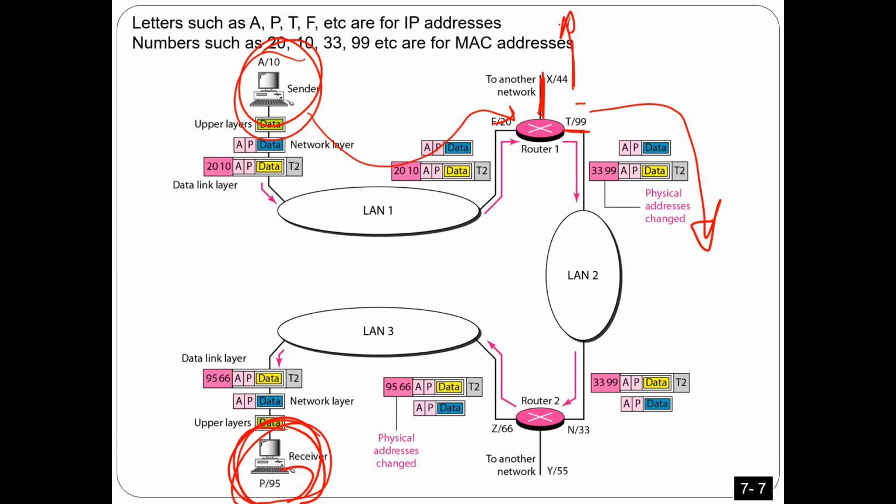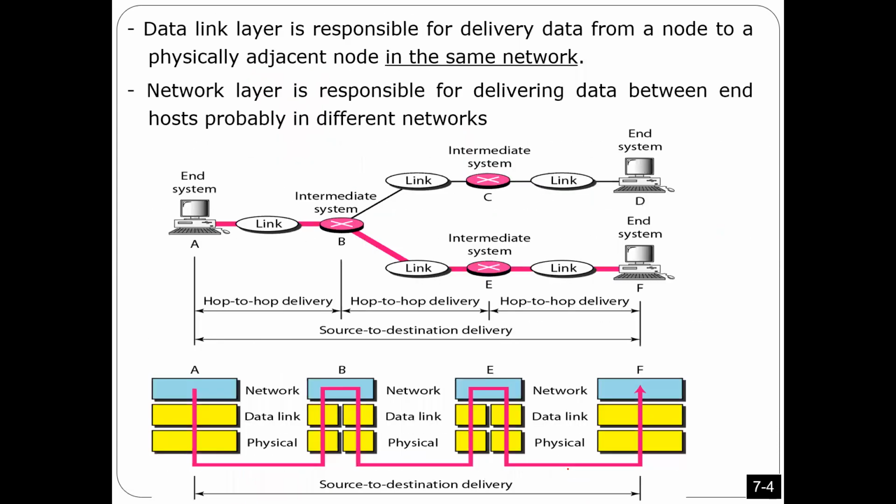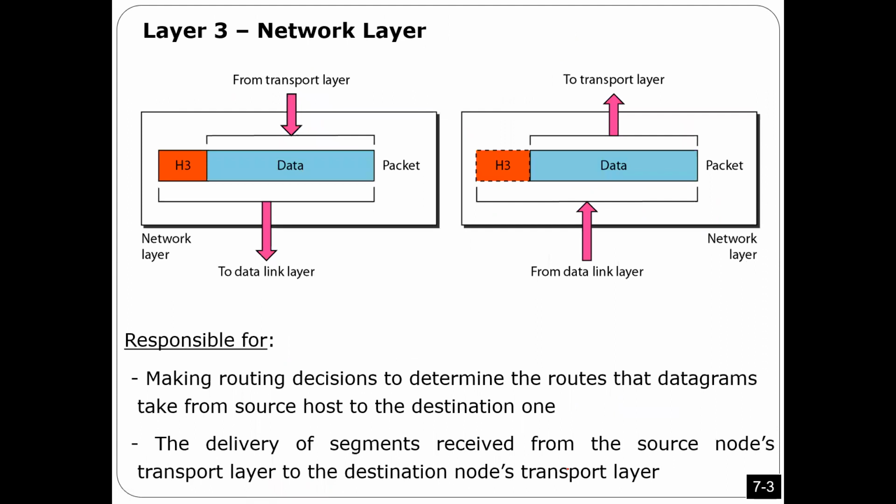For sure, if I send this data this way, it may never be delivered. That's why the router has to be aware of where it has to send. Same thing when I send it here, this router also has to make a decision to deliver this data. Should it come here or have to transmit it this way, and so on? That's what I mean by routing decision. This is the main responsibility of layer number three, how to make these routing decisions.